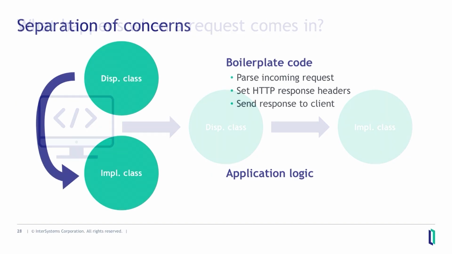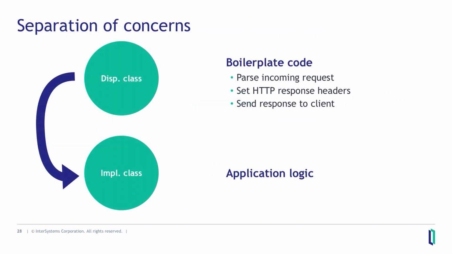Just to summarize here, the reason that you want to keep your dispatch class and implementation classes separate is to have a separation of concerns, to keep the boilerplate code, the things like parsing the incoming parameters and setting response headers, separate from your application logic, which means that you can actually test the application logic independently of the way it's implemented as a REST service. So you have the ability to have more simplified unit tests that don't have to make requests to the service.